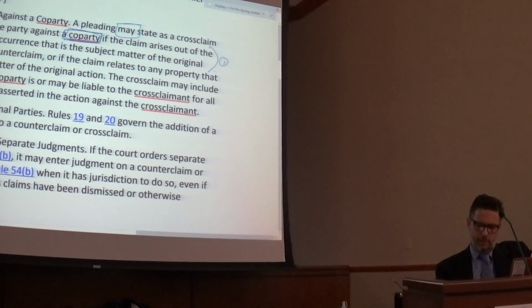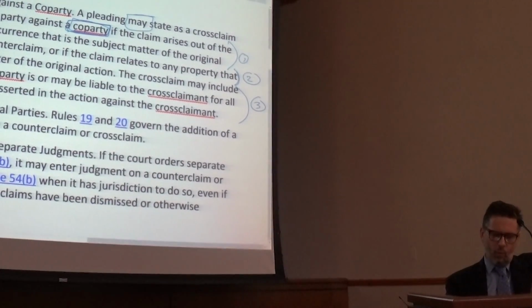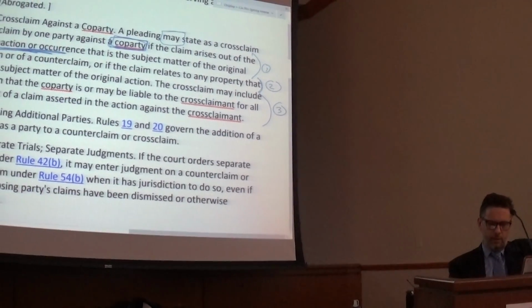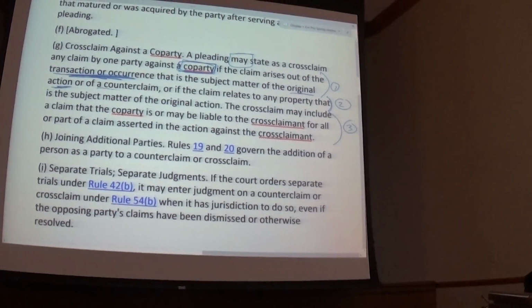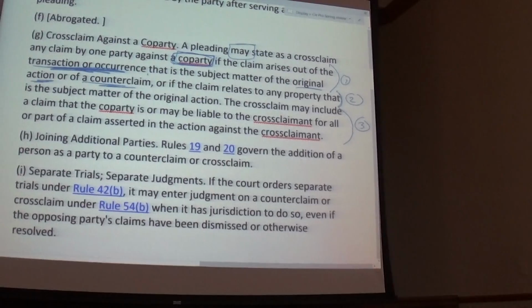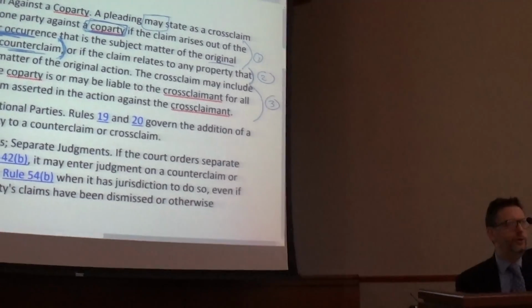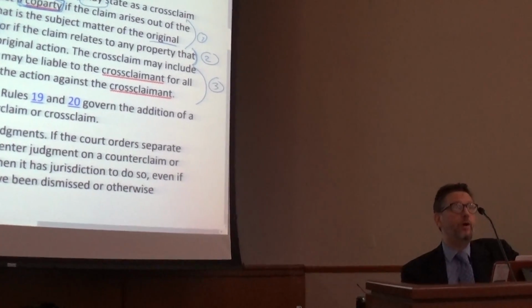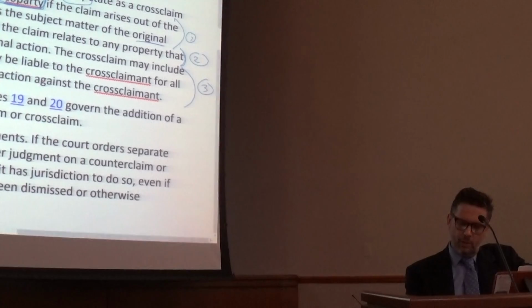1, 2, and 3. All right? Number 1 is the same T or O as the original claim, the original action, or the counterclaim. That's the first basis. So here you're comparing the cross-claim to either an original claim or a counterclaim.